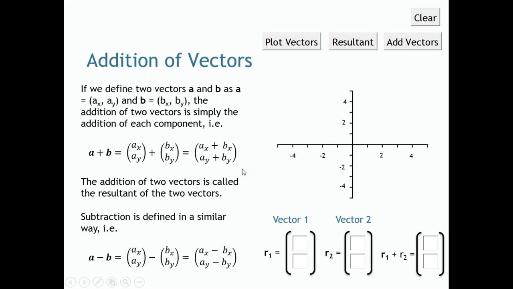The addition of two vectors is called the resultant of the two vectors. Please, let's note it. The addition of two vectors is called the resultant of two vectors. Subtraction is defined in a similar way. All you need to do is, instead of putting the plus sign here, you just put the minus sign, just the way we have in here.